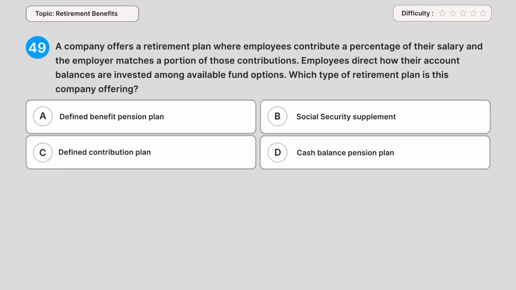49. A company offers a retirement plan where employees contribute a percentage of their salary and the employer matches a portion of those contributions. Employees direct how their account balances are invested among available fund options. Which type of retirement plan is this company offering? A. Defined benefit pension plan. B. Social Security supplement. C. Defined contribution plan. D. Cash balance pension plan. Do you know the answer?